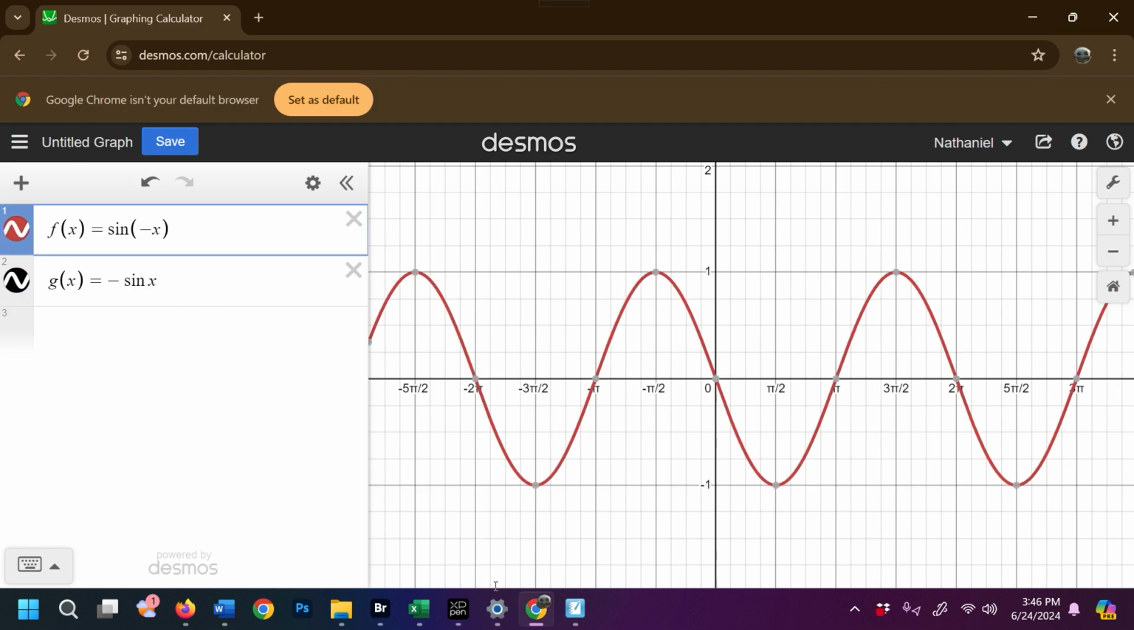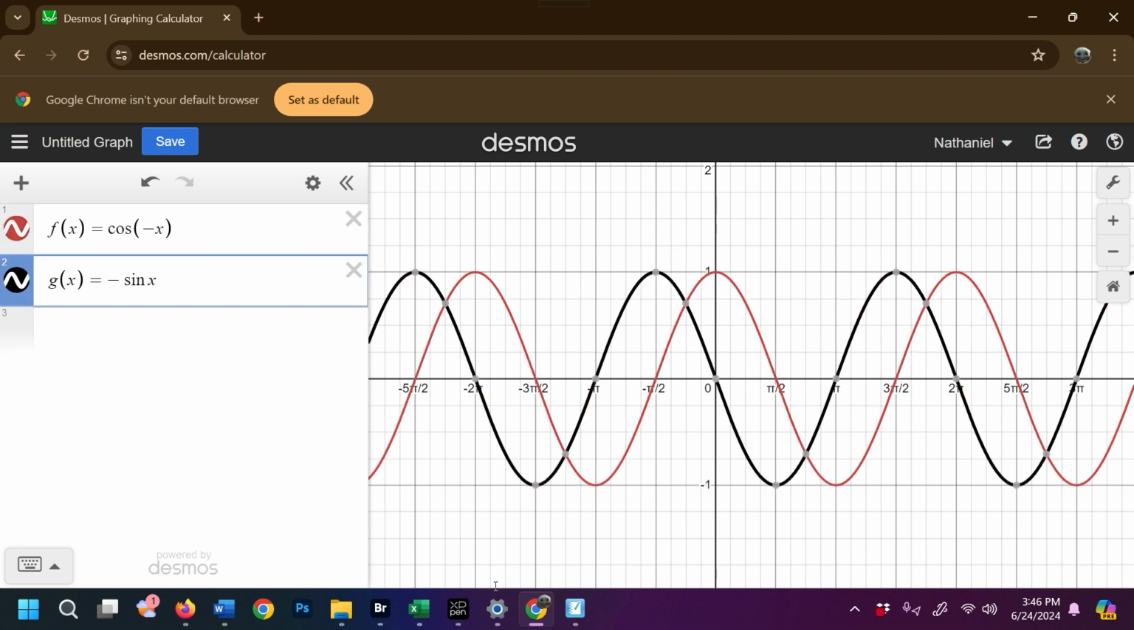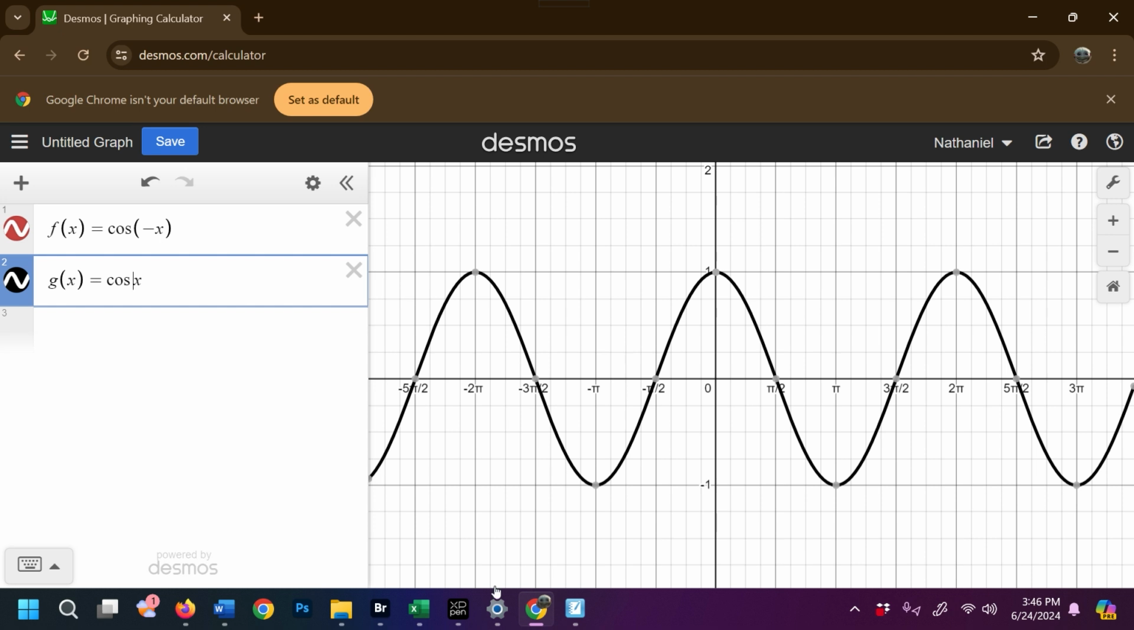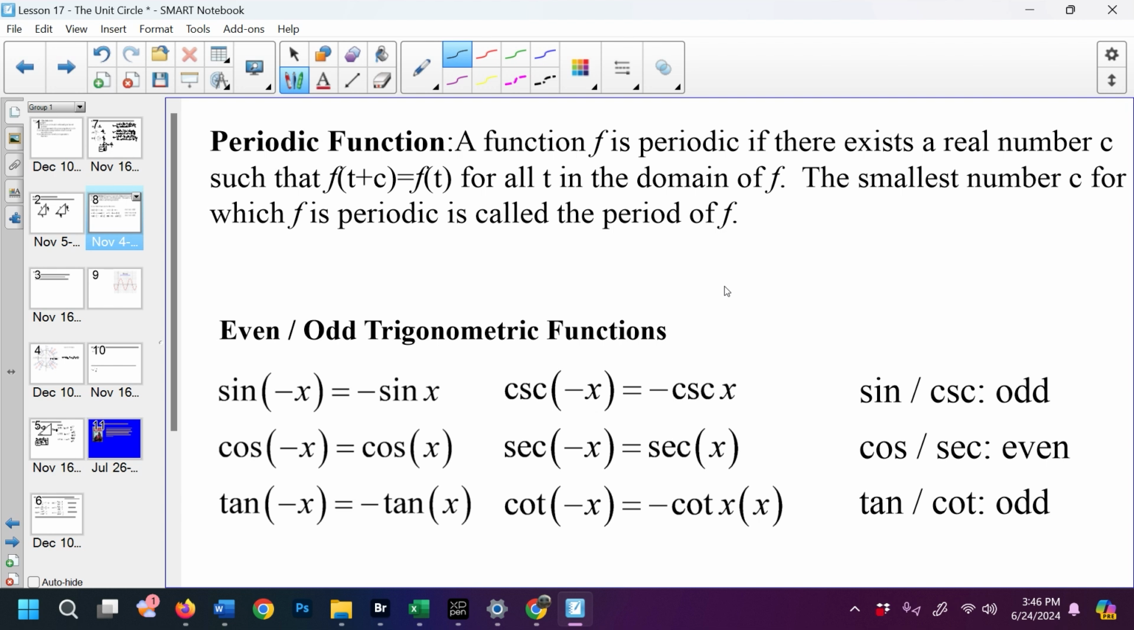If I do cosine. Cosine of negative x, that is going to be equal to just the cosine of x. And again, the reason that that is true is because cosine is an even function. If you reflect about the y-axis, which is what we're doing in this top function, you will get the original function back. And you can do a similar demonstration for all 6 of these identities.